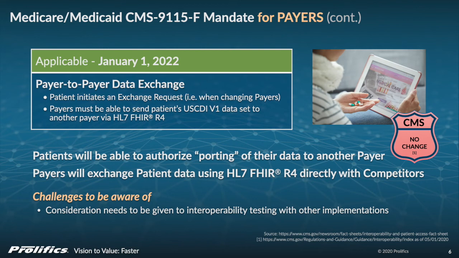It's essentially the equivalent of porting a phone number from one mobile carrier to another. The unique thing about this is that it requires payers to initiate a FHIR transaction with another payer. So when you're implementing this particular capability, you need to be aware of that from an interoperability perspective. You're going to be testing against other implementations, and likely other implementations that are going to be hosted by your competitors.